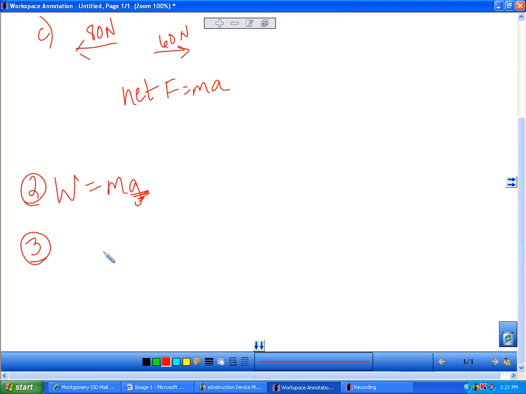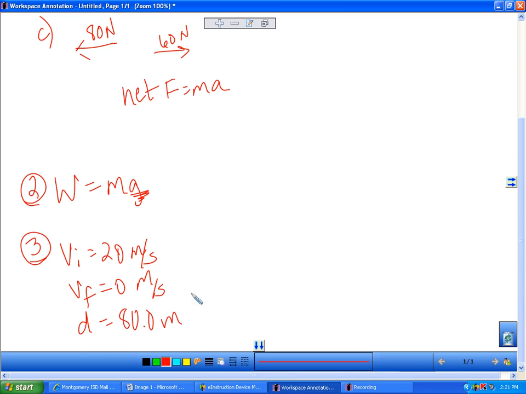Okay, question 3 says a car of certain mass is moving at 20 meters per second, and you want it to get stopped, so you know the Vi is 20 meters per second, and the Vf is 0, because you're going to stop it. And you know the distance that it's going to be happening in is 80 meters.